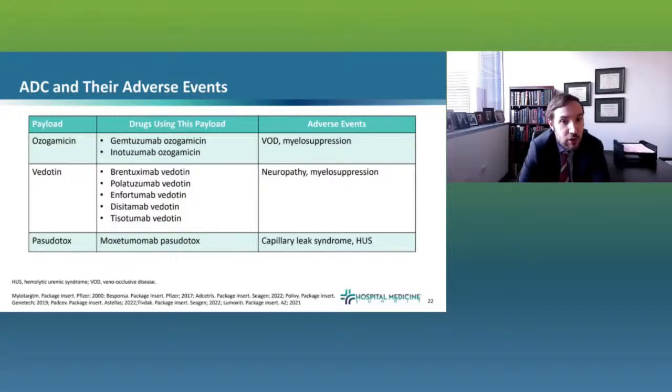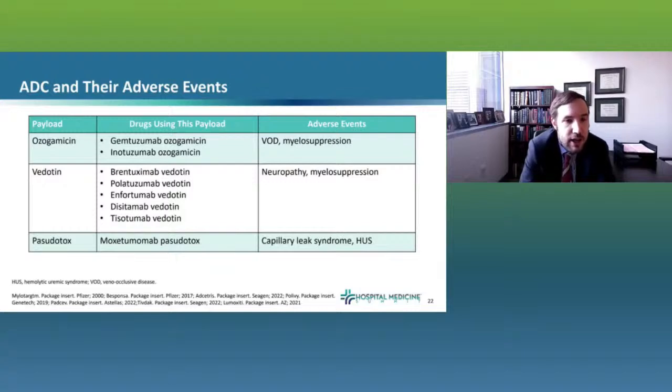For example, with ozogamicin, that can cause VOD. In the hematology world, the other word we use for VOD or veno-occlusive disease is sinusoidal obstructive syndrome, or SOS. Long story short, blockage of small vessels in the liver can lead to liver failure. That's actually why gemtuzumab ozogamicin for leukemia patients is relatively contraindicated if they go to transplant. The transplant doctors do not want patients getting this drug first because the risk of those people developing VOD or SOS post-transplant is very high.